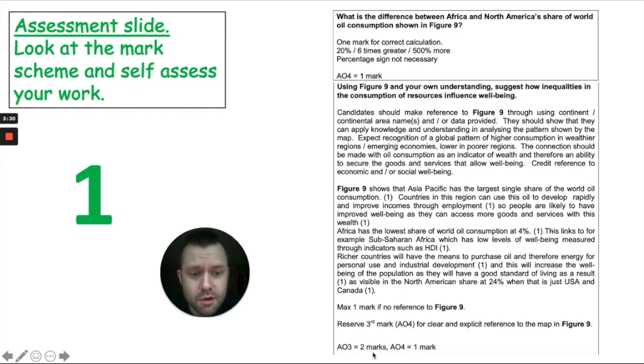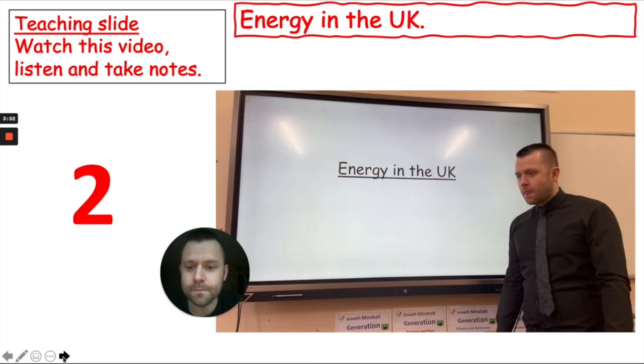I will draw your attention for this. Max 1 mark if no reference to figure 9. If you don't use that figure, you can only get 1 mark. And it says reserve 3rd mark, so the top mark, for explicit reference to the map in figure 9. So you can't get 3 marks unless you talk about something from the map. So it says using figure 9, start in figure 9.